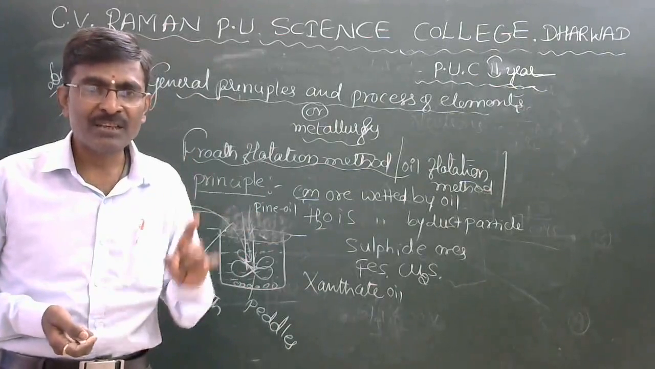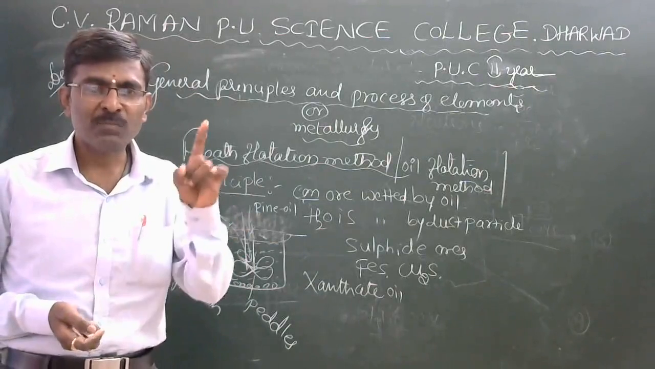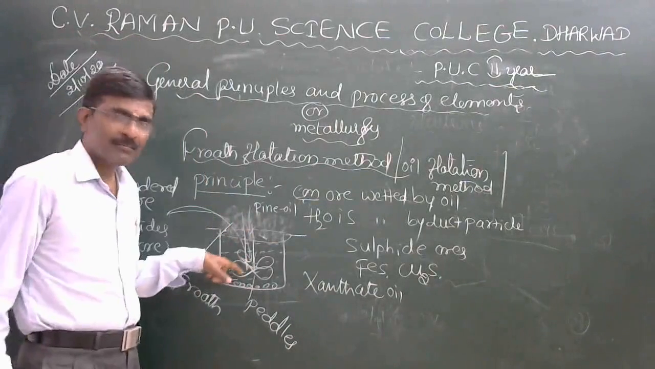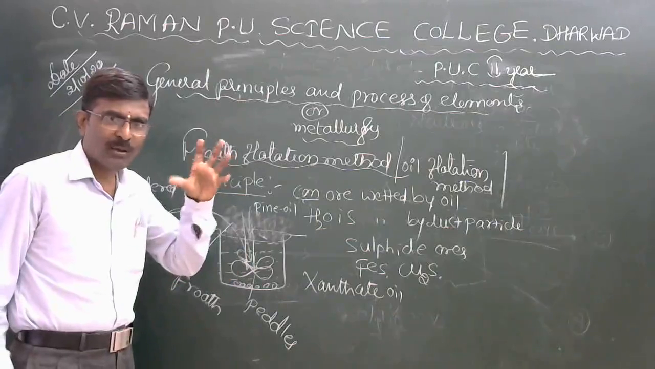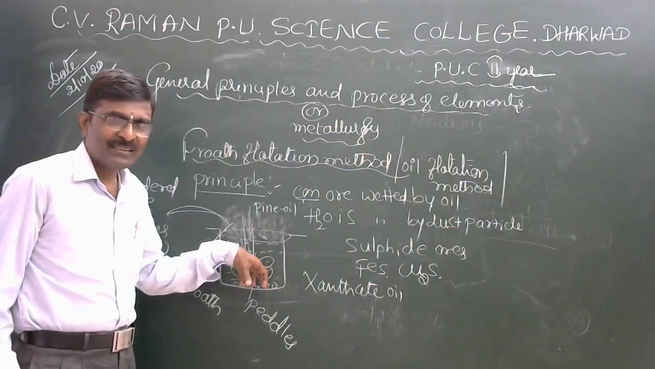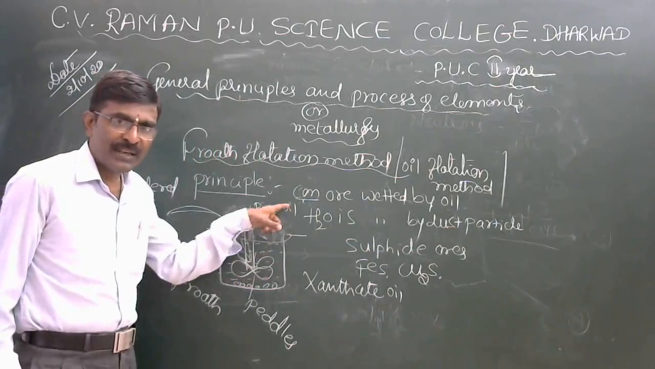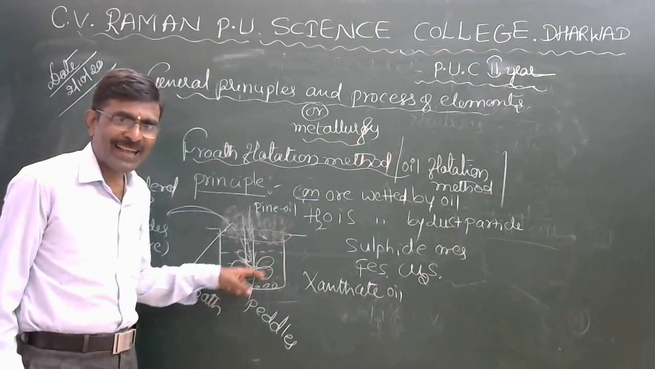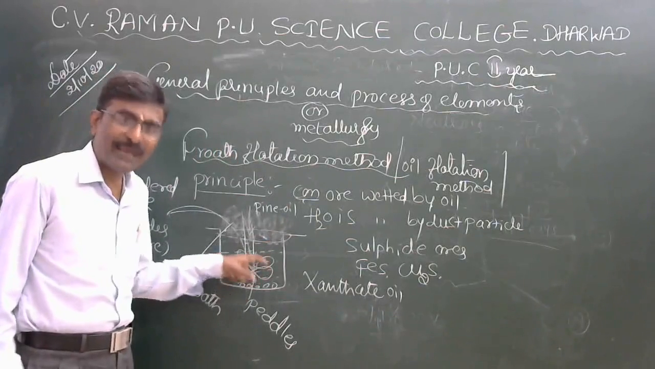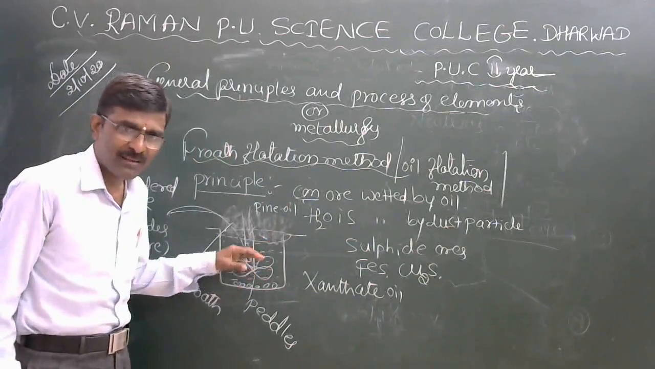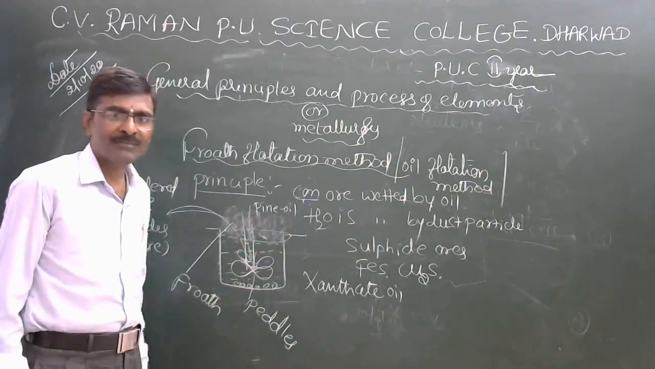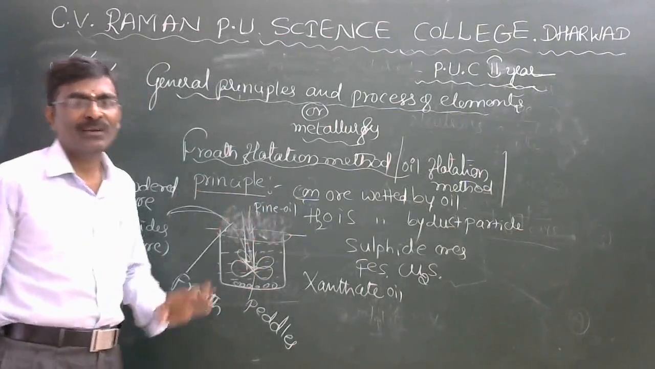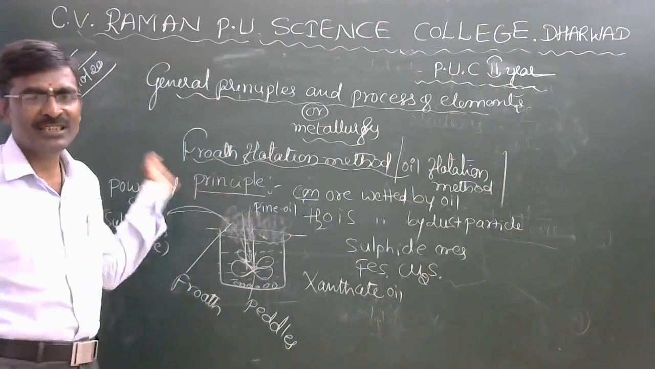Pine oil preferentially wets the concentrated ore, and the dust particles are wetted by water. When paddles or a fan are fixed inside the tank, an electric field is applied and the paddles rotate to agitate the mixture. The froth comes up, and the heavier particles settle to the bottom of the tank. Finally, separation takes place.